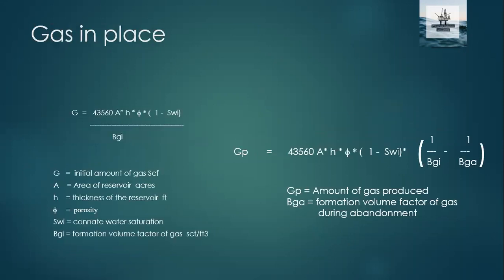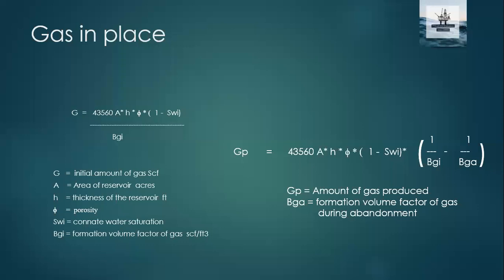So let us go for the calculation of gas in place. The gas in place formula is also almost the same: 43,560 times area of the reservoir times thickness, that is H, times porosity, times 1 minus SWI, divided by BGI. Here BG represents formation volume factor of gas, and I represents initial conditions. Again, we are measuring G before production. That is the reason we put BGI. If we have to put it during production time, then you put it simply BG.